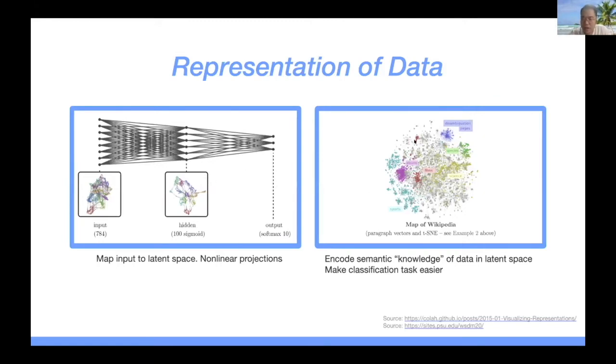Graph embedding has also been very popular in recent years. On the right side, we have a map of Wikipedia. We can also apply such representation learning algorithms to get a representation of nodes and edges, and then we can just run some traditional machine learning algorithms on the learned embeddings.